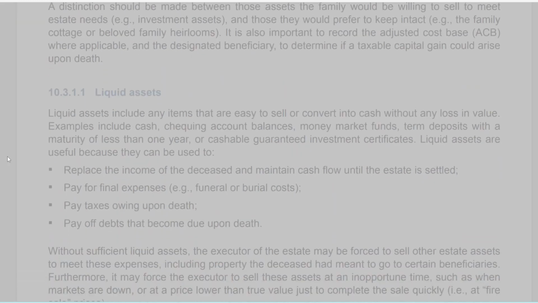A distinction should be made between those assets the family would be willing to sell to meet estate needs, for example, investment assets, and those they would prefer to keep intact, for example, the family cottage or beloved family heirlooms. It is also important to record the adjusted cost base, ACB, where applicable, and the designated beneficiary, to determine if a taxable capital gain could arise upon death.